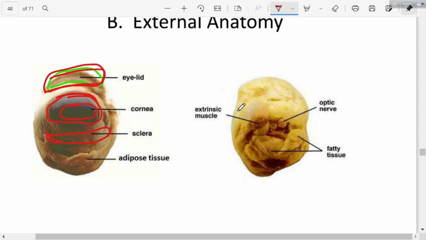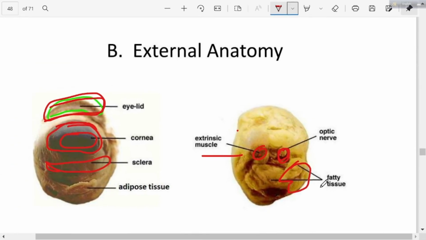If you see the eye posteriorly, there is the optic nerve. This is very, very important, and it's important for us also. And here you can see that there are some extrinsic muscles, and they also contain some fats, or adipose tissues.